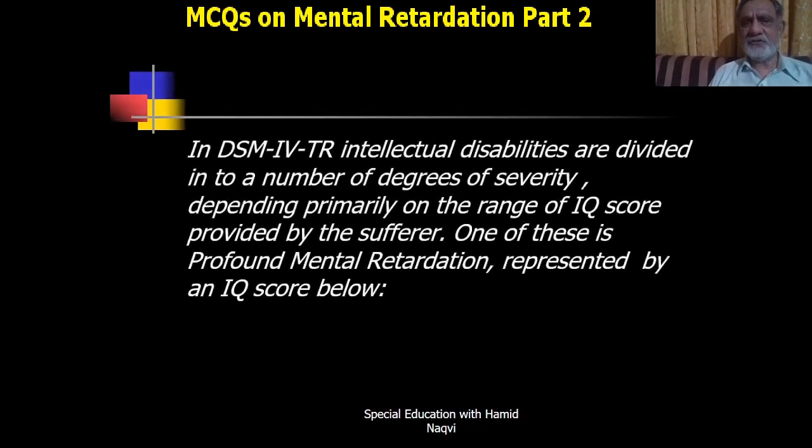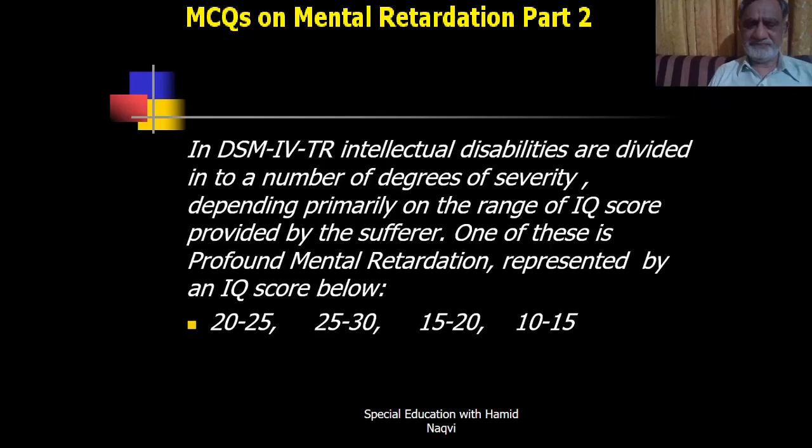In DSM-4 TR, intellectual disabilities are divided into a number of degrees of severity depending primarily on the range of IQ score provided by the sufferer. One of these is profound mental retardation represented by an IQ score below 20-25, 25-30, 15-20, or 10-15. Correct one is 20-25.